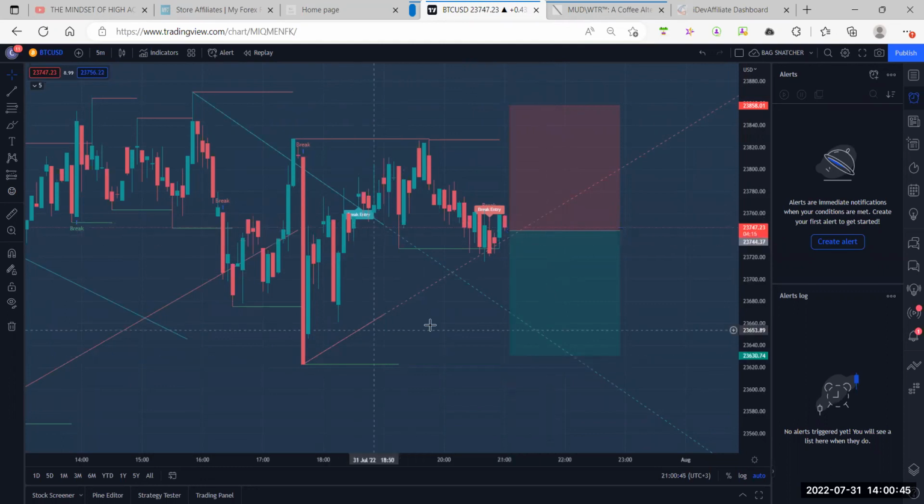But this is how you use bank breaks, guys. Very easy. Set your alerts, wait for it to come in, wait for it to validate, get your take profit and stop loss, take your time, and this can help you become a successful trader.